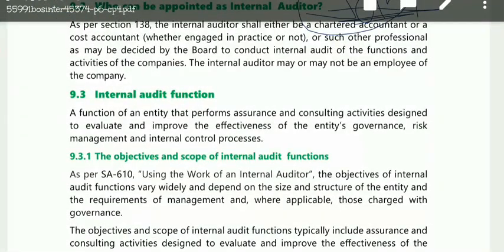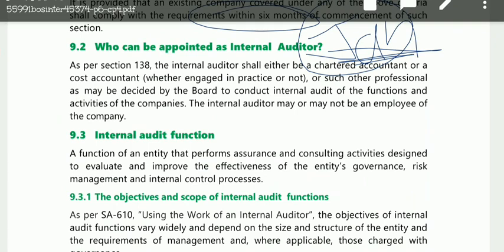Now, who can be appointed as an internal auditor? What is the eligibility criteria for an internal auditor? It is any chartered accountant or cost accountant, in practice or not. Now, don't get confused with the company audit. After you read this topic, revise your company audit as well, so that you do not get confused in the limits and the eligibility criteria. For company audit, it was a chartered accountant in practice, but here no such condition is given. Here it is either a chartered accountant or a cost accountant, whether engaged in practice or not. So engaging in practice is not a criterion here.